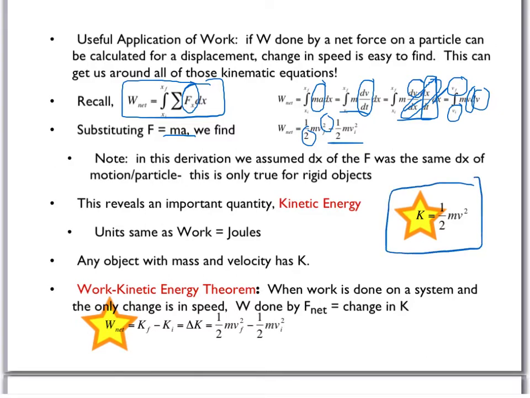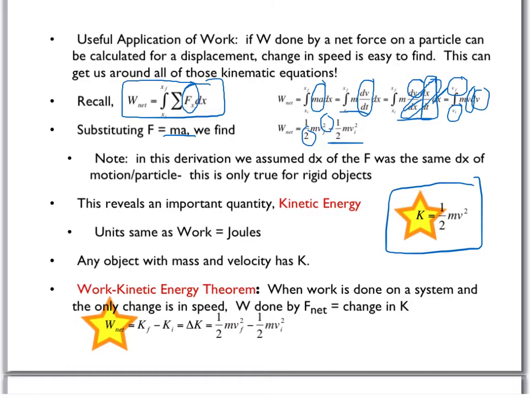Kinetic energy is equal to 1/2 mv squared, and is basically the energy of anything that is in motion. So anything that has mass and a velocity would have a kinetic energy to it. The units for this is the same as work, so the units are still joules on kinetic energy. And like we said, it's really just this energy of motion.